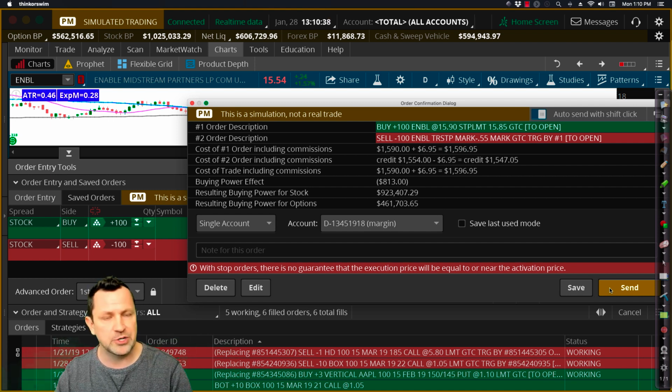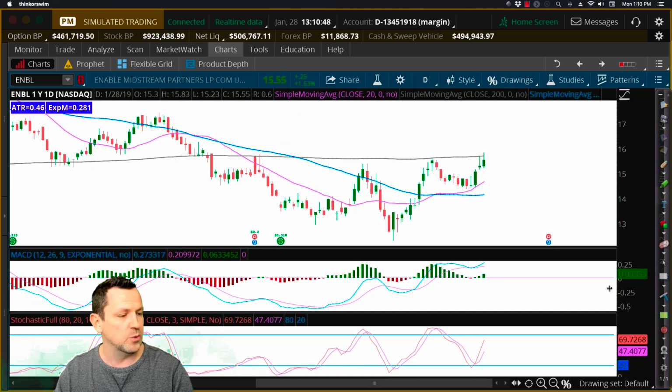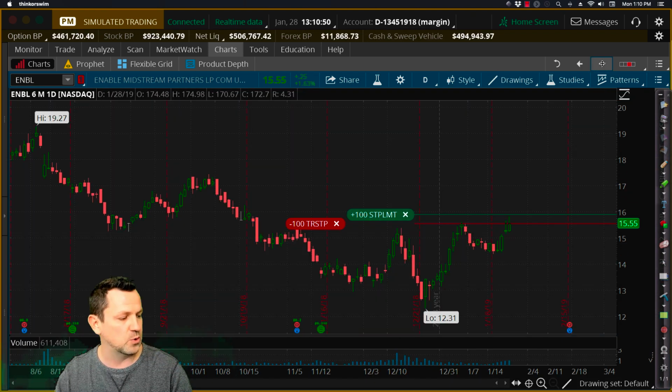And this is just a 100 share position on a $15 stock, so it's only going to take about $1,500, and the risk is going to be limited to about $55, barring some sort of crazy gap or something like that. So we set that order in, and we should be able to see those orders popping up on a chart here.